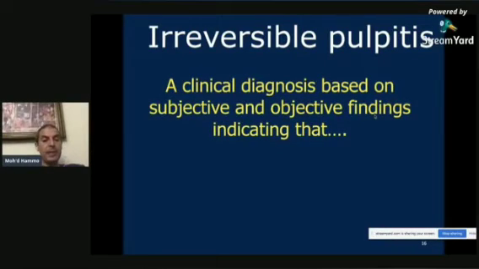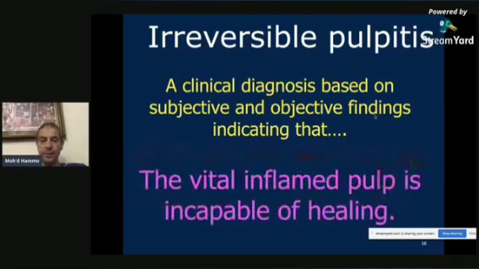Irreversible pulpitis means it's a clinical diagnosis based on subjective and objective findings. Subjective means the symptoms of the patient. Objective is the signs which are detected by the dentist. So always when we have irreversible pulpitis, we have to check the history of the patient and ask the patient what he is suffering, and we have to make a clinical examination. When we call it irreversible pulpitis, it means the vital inflamed pulp is incapable of healing.